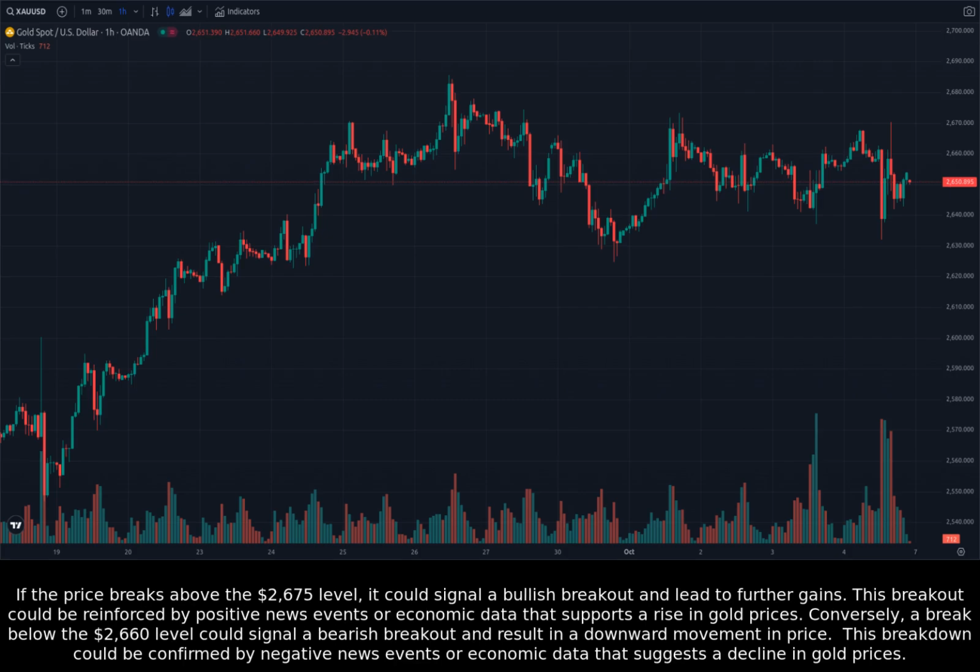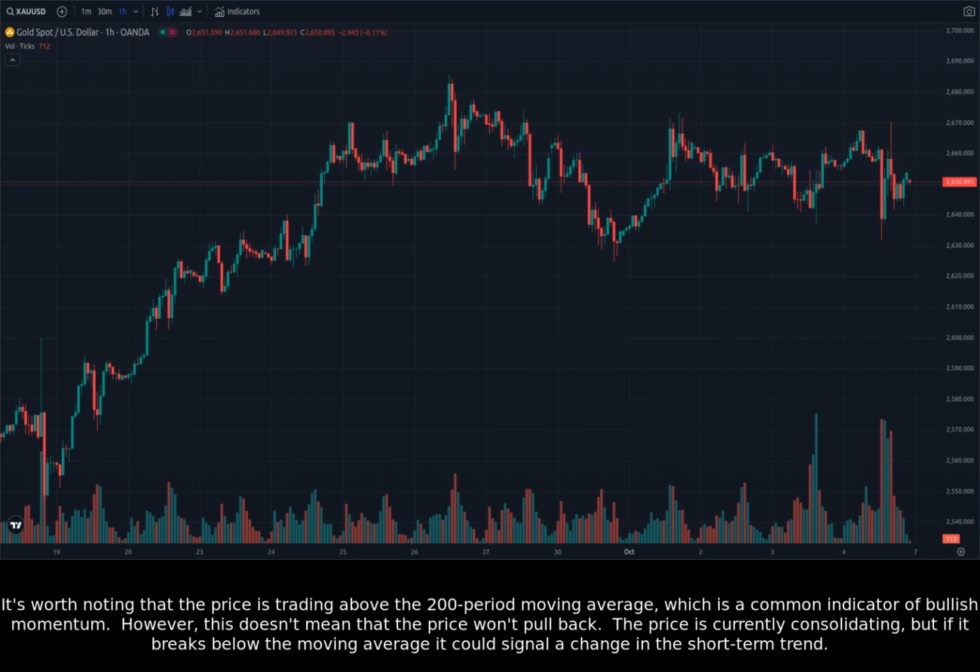If the price breaks above the $2,675 level, it could signal a bullish breakout and lead to further gains. This breakout could be reinforced by positive news events or economic data that supports a rise in gold prices. Conversely, a break below the $2,660 level could signal a bearish breakout and result in a downward movement in price. This breakdown could be confirmed by negative news events or economic data that suggests a decline in gold prices.